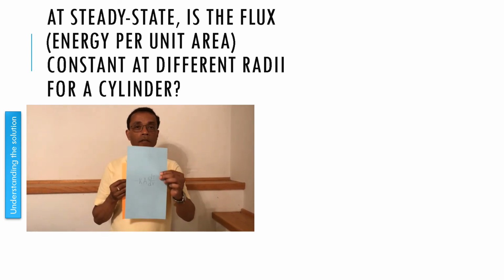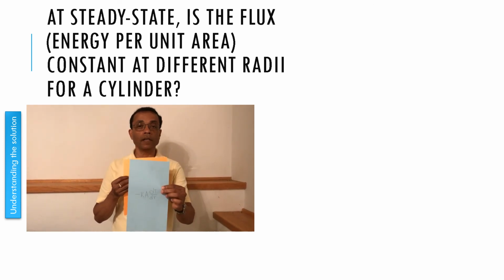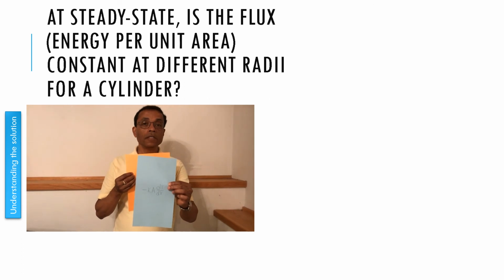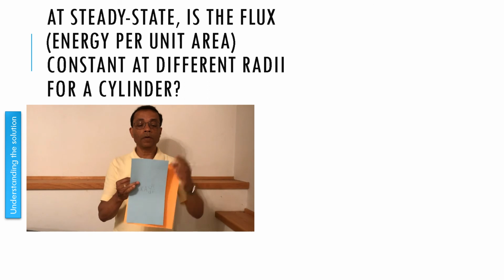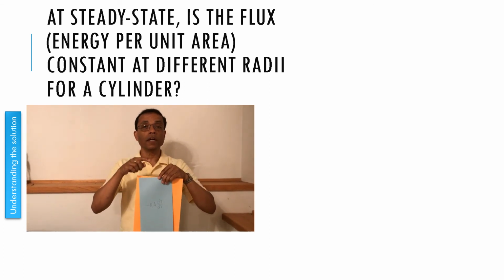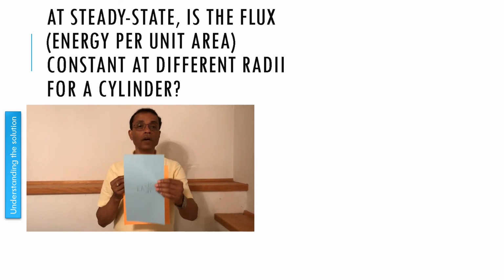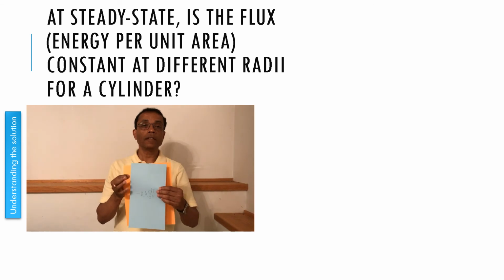Since A is smaller here, then dT/dr would have to be larger than here, because here A is larger, so dT/dr would be smaller. So dT/dr would keep changing as we go from inner to the outer radius, which means temperature profile will not be linear. dT/dr is not a constant. dT/dr would be higher here and lower here. So we'll see that in the profile now.